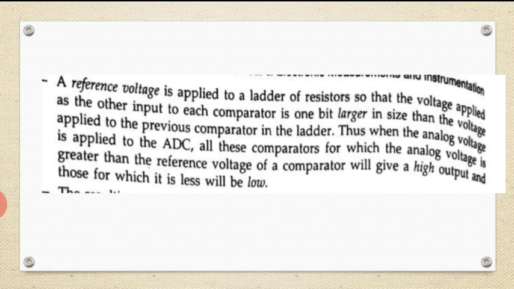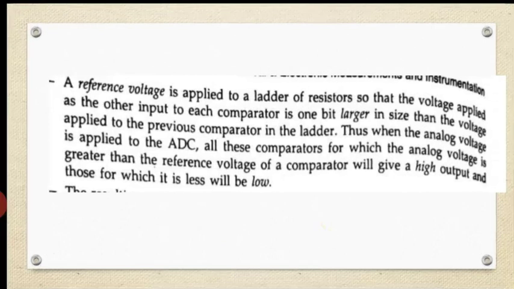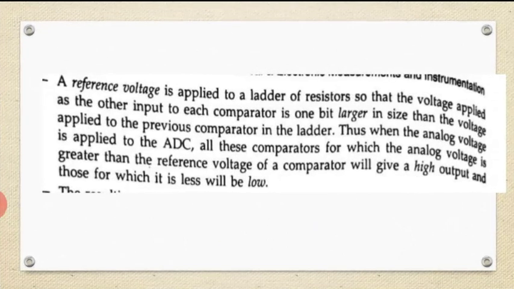To conclude, a reference voltage is applied to a ladder of resistors so that the voltage applied to each comparator is 1 bit larger than the voltage applied to the previous comparator in the ladder. Thus, when the analog voltage is applied to the ADC, all the comparators for which the analog voltage is greater than their reference voltage will give high output, and those for which it is less will give a low voltage. This is the basic principle.